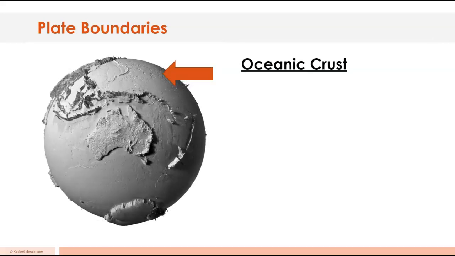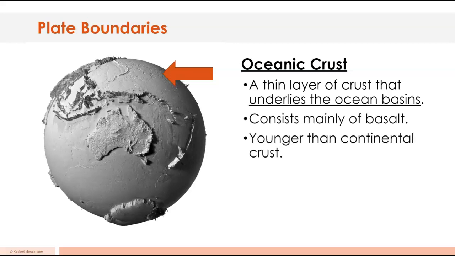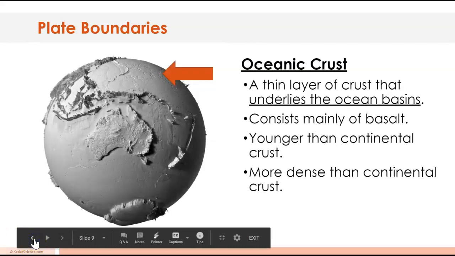All right, the other type of crust is the oceanic crust. It's underneath the ocean. That's why it's called oceanic crust. It's made of a rock called basalt. It's younger and it's more dense, so it kind of sinks down. Go ahead and pause and write that down.